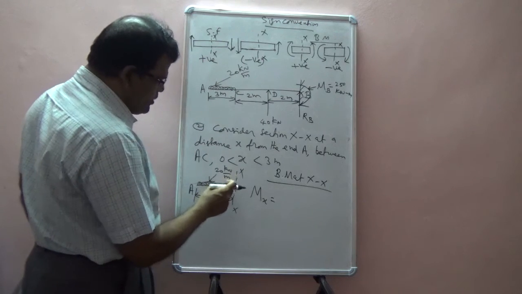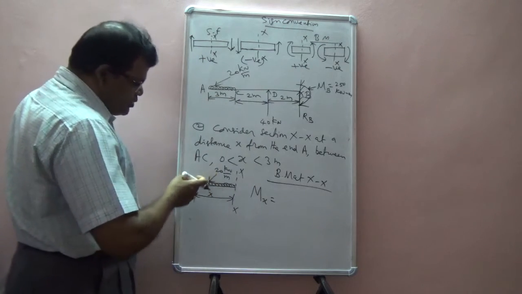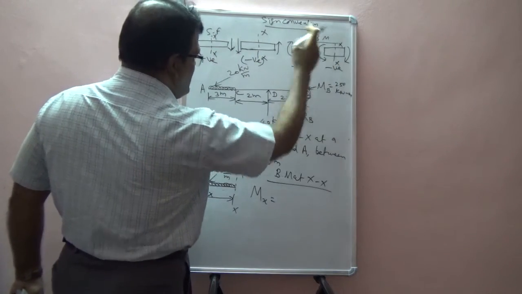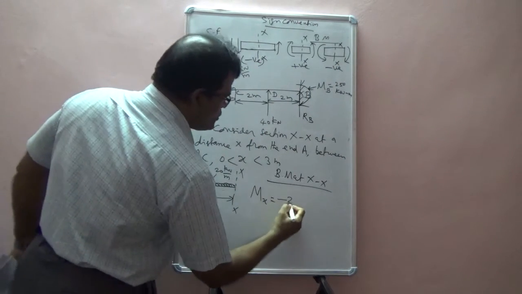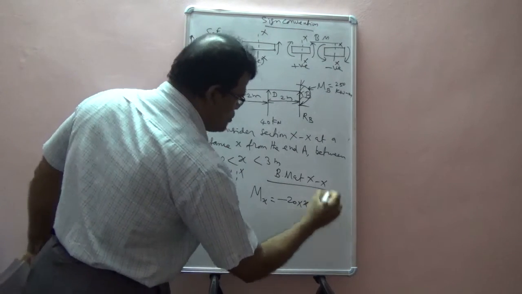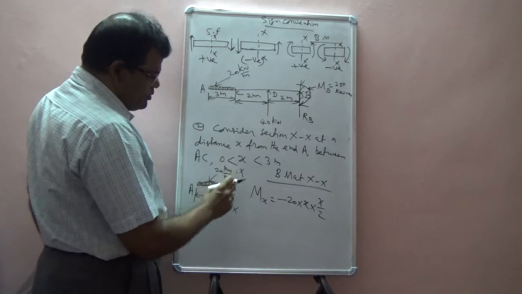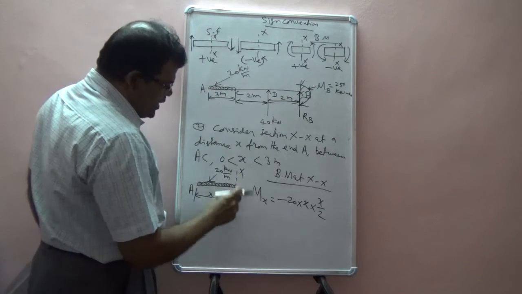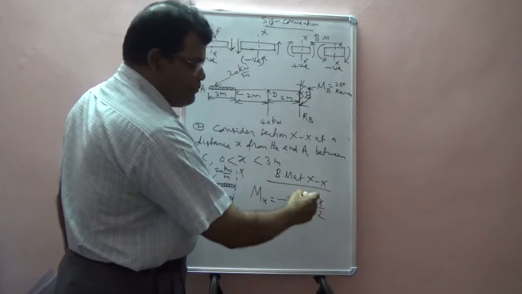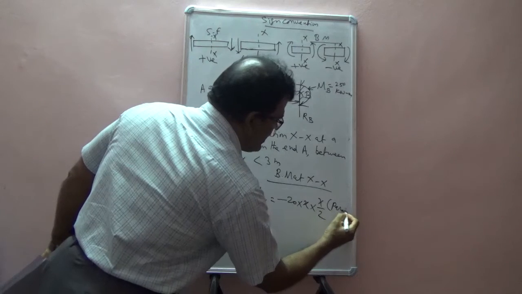But this load is tending to rotate the beam, now that I fix the section XX, in the anti-clockwise direction. Anti-clockwise direction means minus sign for the bending moment. Therefore minus 20 multiplied by x, multiplied by x by 2, which is the distance of the centre of the load from the section XX. So this will have an x squared term. Therefore it represents a parabola. So I write parabola.